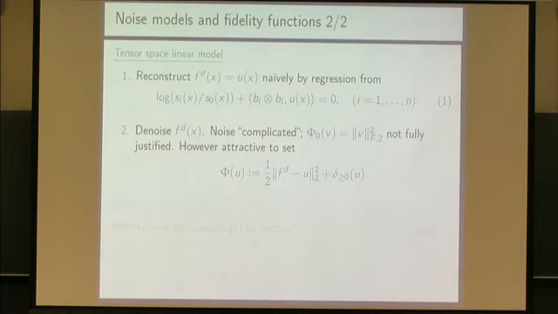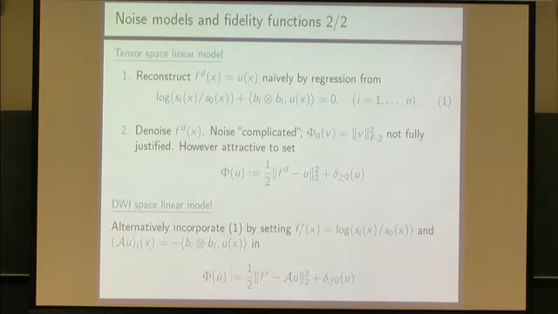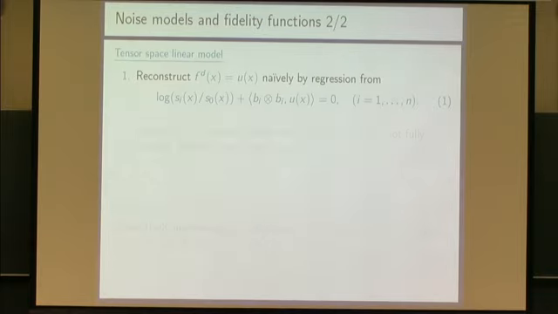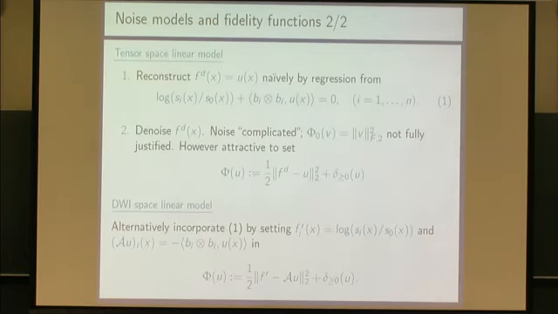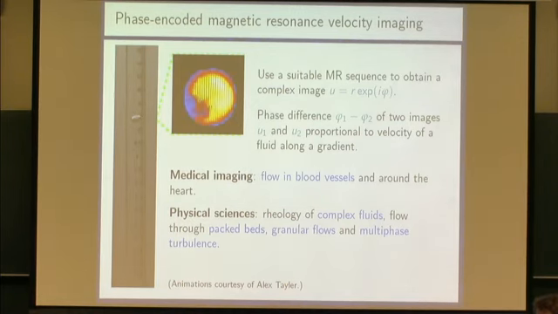You can also somehow incorporate, get rid of this nasty and wrong middle step of solving something from regression from this by incorporating the linearized Stejskal-Tanner equation as a forward operator. Again, noise model is wrong, but we have a simple convex problem that we will later compare against this second nonlinear problem, which is the easier one. But let's look at the other application now, which is MR velocity imaging.